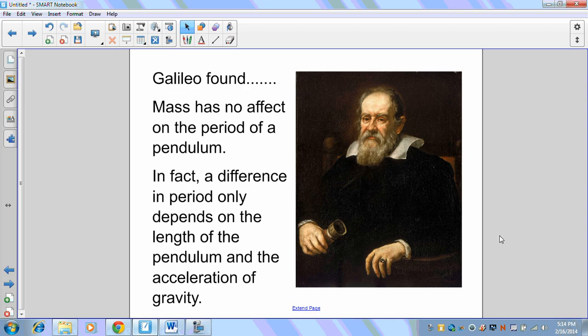So if you can get out of this that there are only two things that determine the motion, how do we rephrase that? If you can get out of this that the only difference in the period is dependent on the length of the pendulum and the acceleration of gravity, you're doing okay.